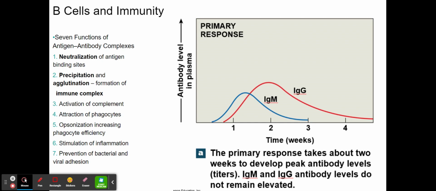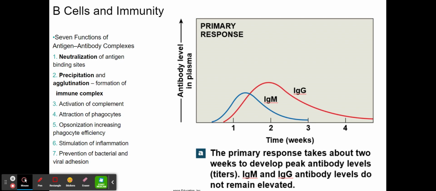3 is the activation of the complement system. When an antibody molecule binds to an antigen, portions of the antibody molecule change shape. This change exposes areas that bind complement proteins. The bound complement molecules then activate the complement system, which destroys the antigen, as we discussed previously.